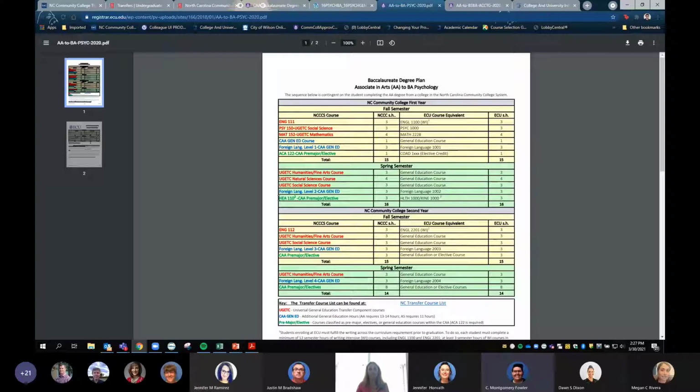So as you can see, the greens, those are elective courses. Blues, those are going to be gen ed courses. And anything red is going to be one of the UGETC courses. So this is just another example of BDPs that you can look at.